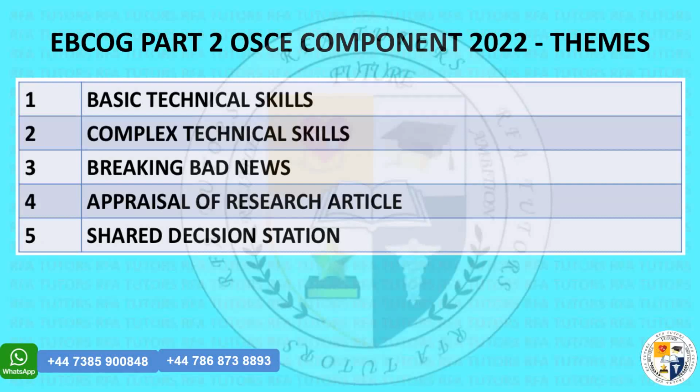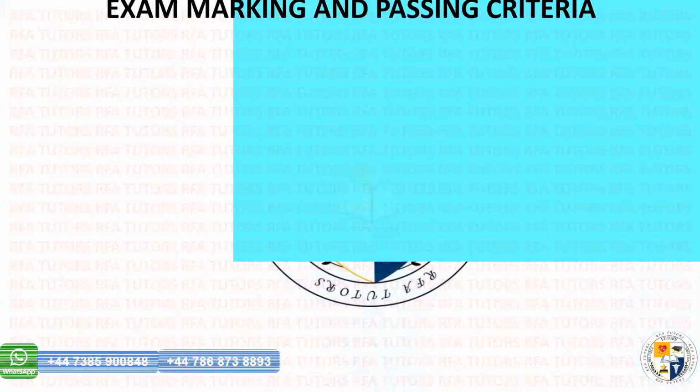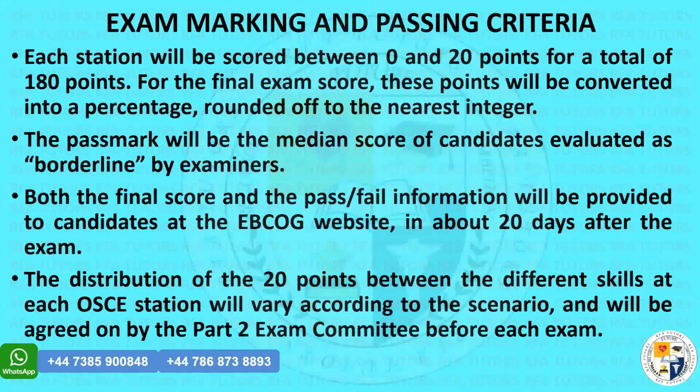The beginning, the middle part, the ending, everything is going to be easy once you understand how to appraise a research article. And for the shared decision stations, I'm going to tell you how to negotiate, how to make your patient comfortable, how to talk with ease, and what words are going to impress the examiner and of course your patient as well. What is the exam marking criteria, Chin? How is it different from others, and what is the examiner's expectation?